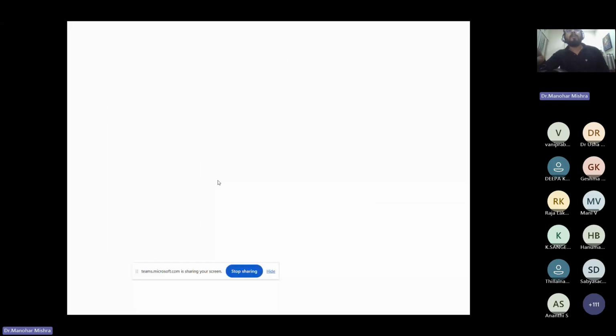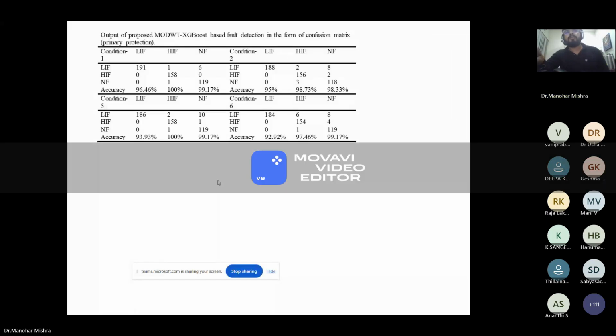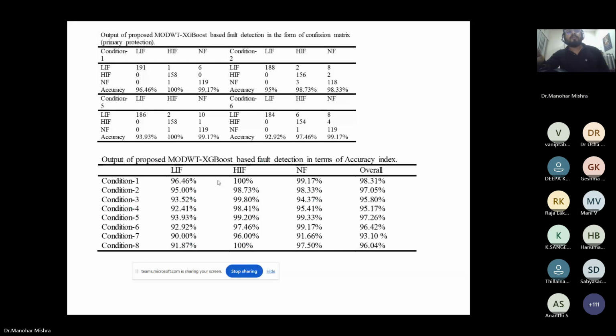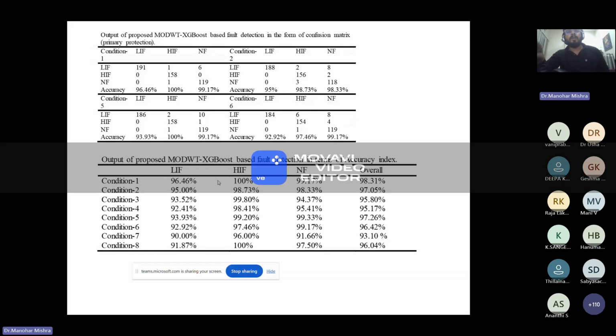After that, we applied XGBoost for classification, and here we obtained an accuracy of 99.17% for condition 1, 98.33% for condition 2, and 99.17% for condition 5, like this. And these are the different conditions with their accuracy values. I'm not going through all these values in detail.